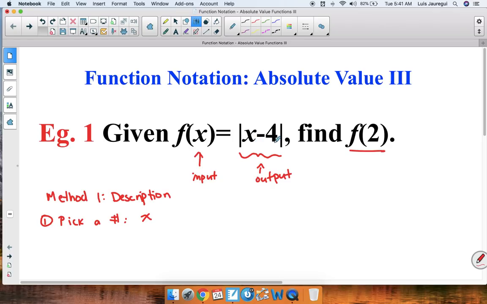Then to that x, we're subtracting 4. So that's our second step. And that's how we generate x minus 4. And the last thing we're going to do is to take the absolute value.